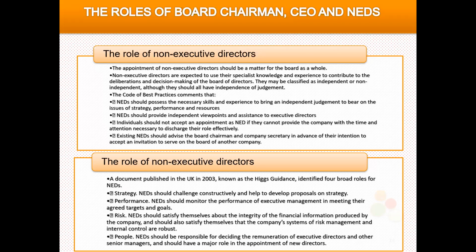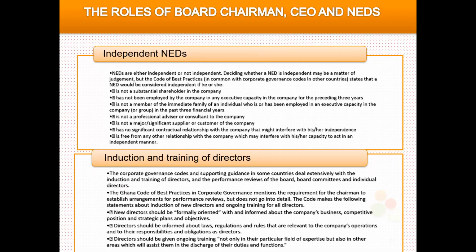Okay. So let's move on to the next. Still on independent NEDs. A lot of the concepts here are repetitive, but it's necessary to understand these concepts and go through them over and over again. So NEDs are either independent or dependent.